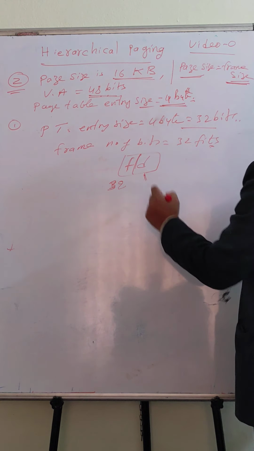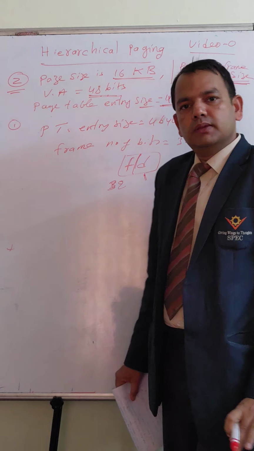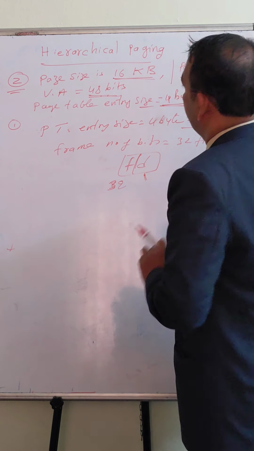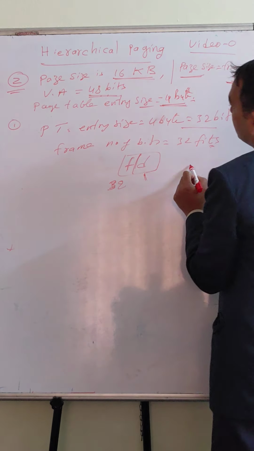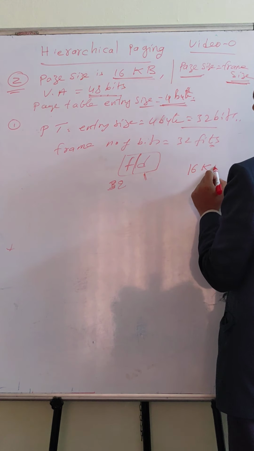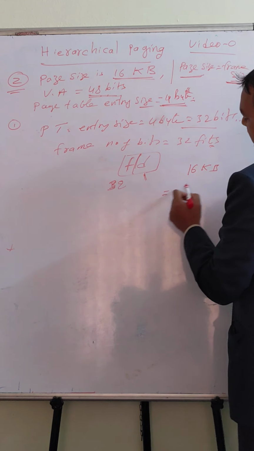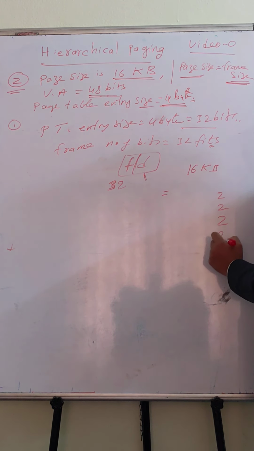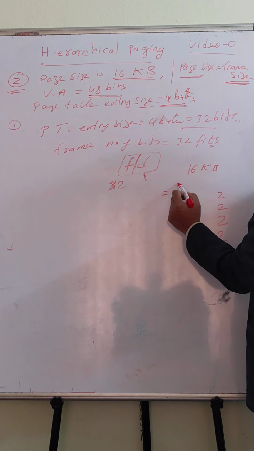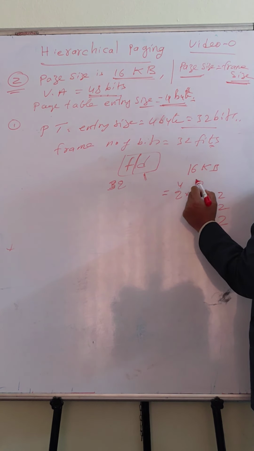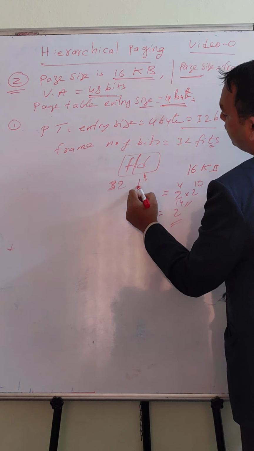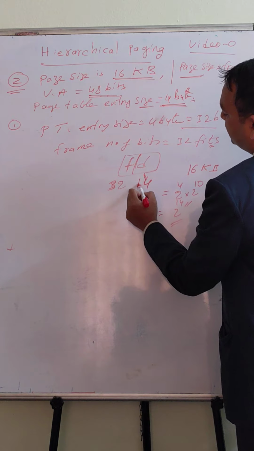And how to find D? D is nothing but the page size or frame size. From here, page size is 16 KB. 16 KB means what? 2 power 4 into 2 power 10, so 2 power 14. So 14 bits are required for the offset D.